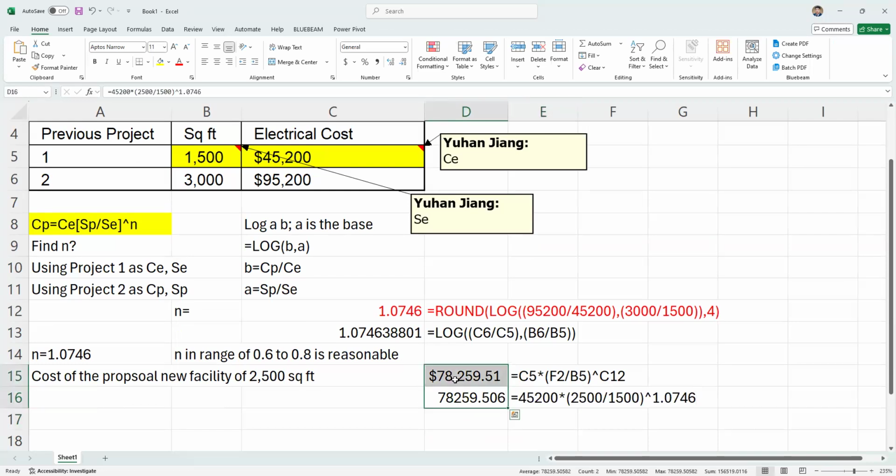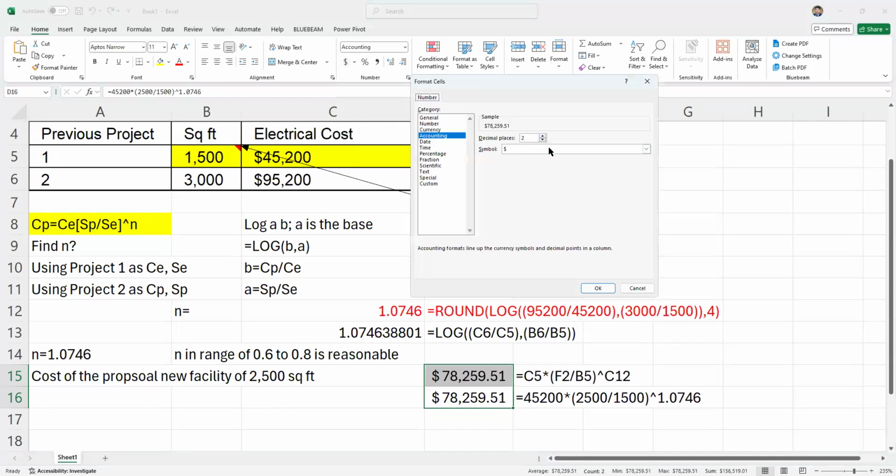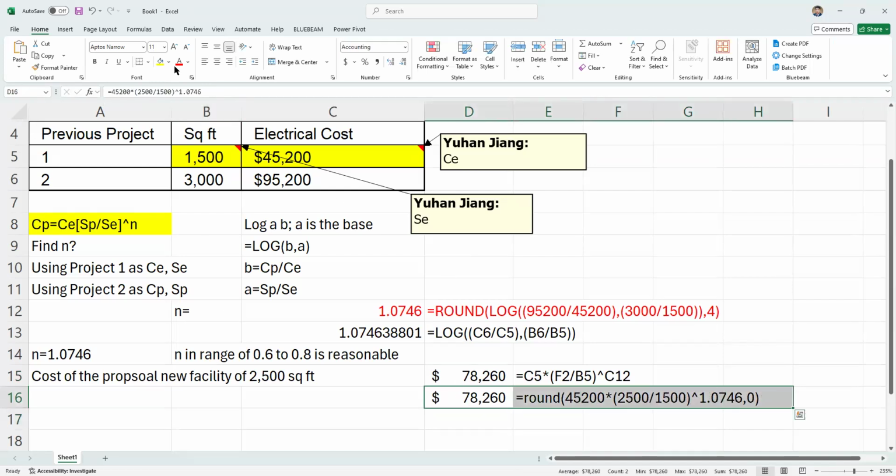If you want to change this one to the money sign, you can click here, right? And then you can also have more options over here and keep two decimal places. But for this number we want to keep 0 decimal places, right? You can do this. Or another way is to use ROUND with 0 decimal places, right? So this will be the final answer we have here.